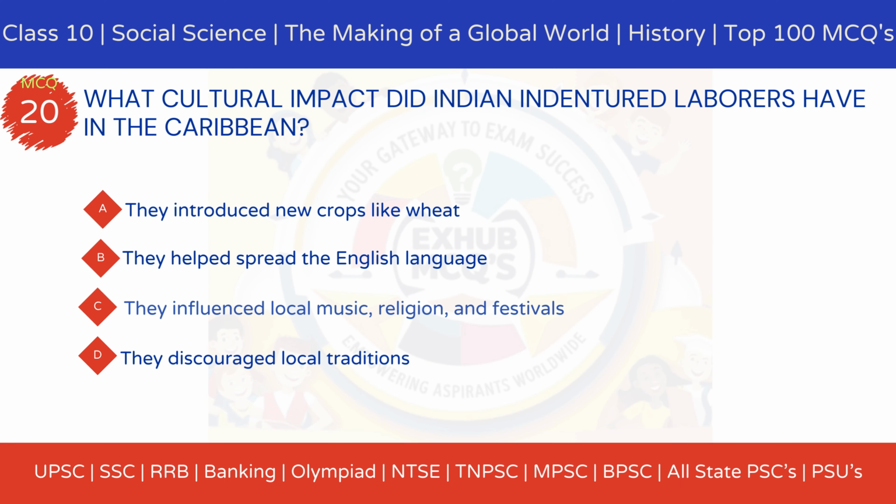20. What cultural impact did Indian indentured laborers have in the Caribbean? Option A, they introduced new crops like wheat. Option B, they helped spread the English language. Option C, they influenced local music, religion, and festivals. Option D, they discouraged local traditions.